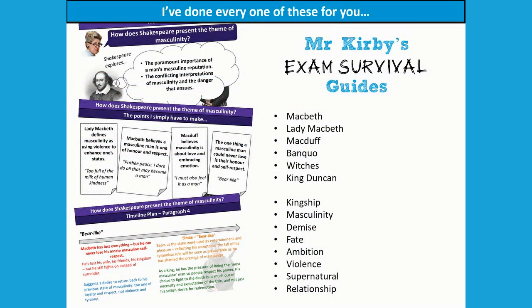Now, that's a lot of stuff. I've done it all for you. If you go type in any of these, type in Mr. Kirby and any of the characters and any of the themes that I've listed on here, I've got a timeline plan ready to go for all of them. A central argument, the 4 quotes I would use, and I've colour coded the analysis so you can see exactly how it hit all those elements.